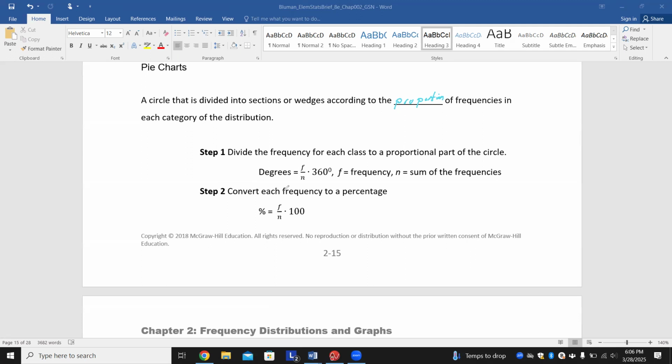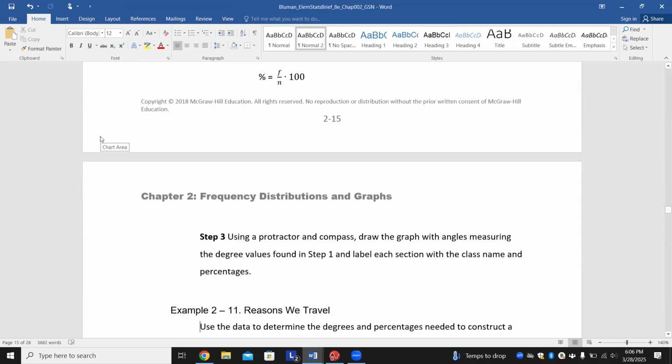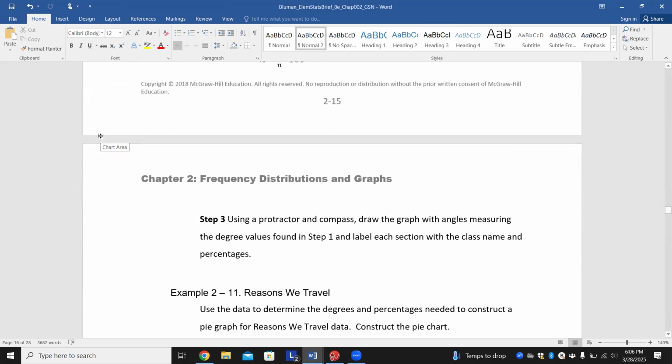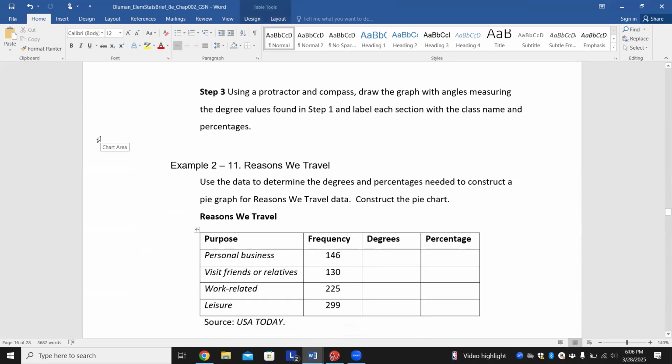Then step 2, we're going to convert each frequency to a percentage. So you again take that exact same situation, frequency divided by the total number times 100, and now you have a percentage. The third step, using a protractor and compass, we're going to draw the graph with angle measuring the degree values found in step 1 and label each section with the class name and percentages.